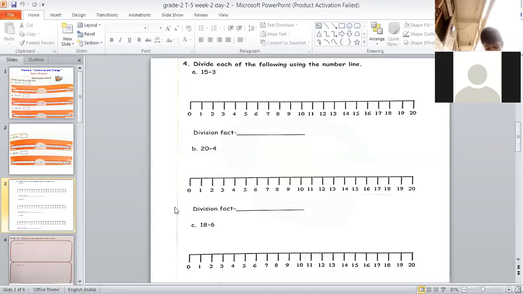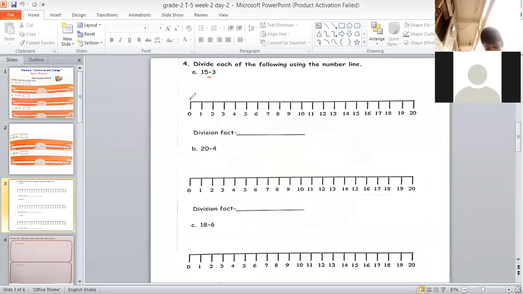The first question, what is the number after the division symbol? After this division symbol, Jay, what is the number? Look at your book. Division. 3. Yeah. After this division symbol, the number is 3. So this means we have to take steps of 3.